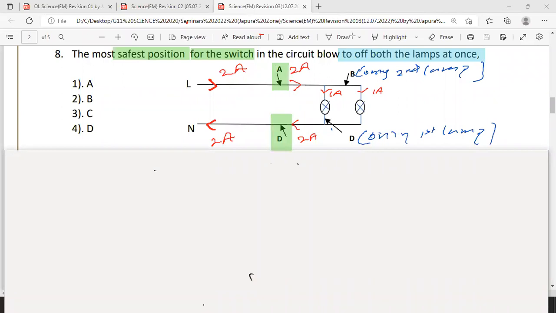But out of these, the safest one is what? Any volunteers who can tell me the answer now? I explained a lot. To turn off both the lamps at once, out of B. Why did we reject B? If you open the switch at B, current will not flow through the second lamp but can flow through the first lamp. So only one lamp, that's fine. At D also, only the first lamp but not the second lamp, current can flow through the other path.